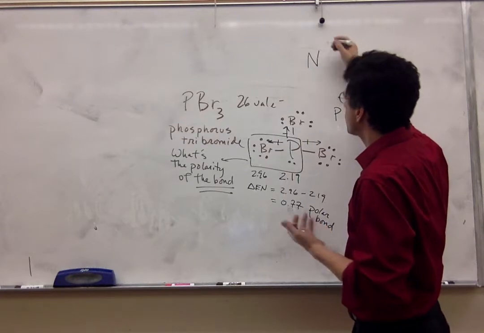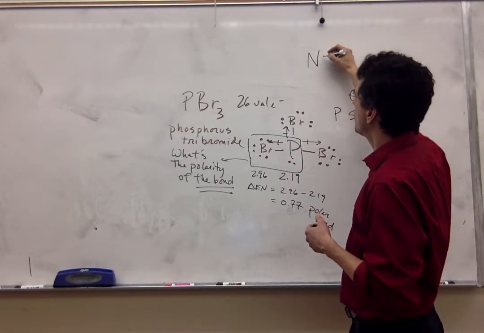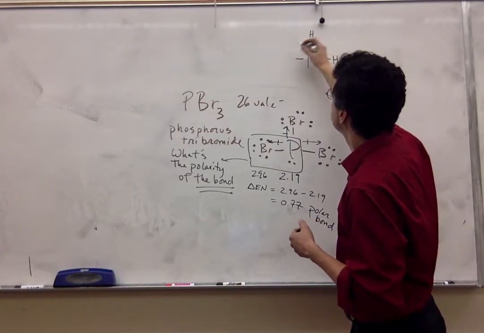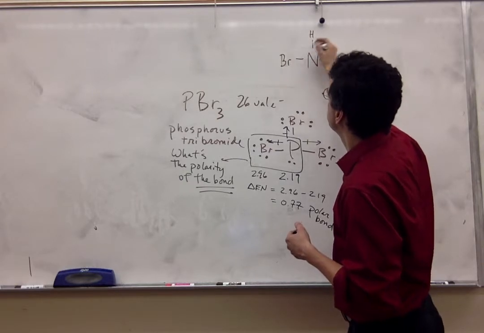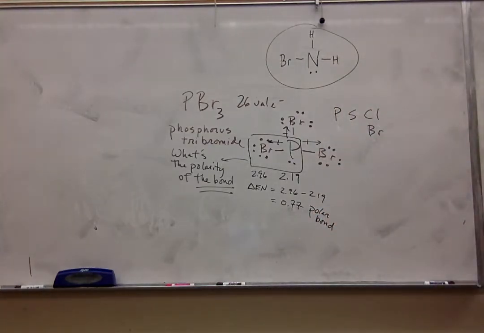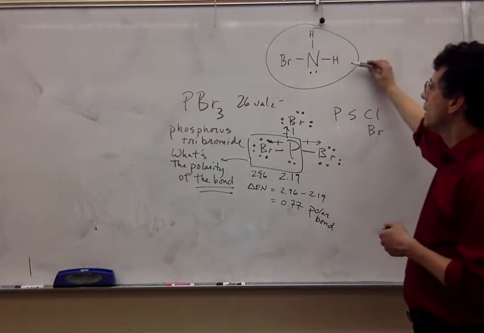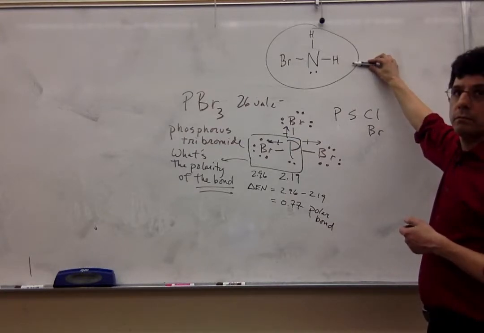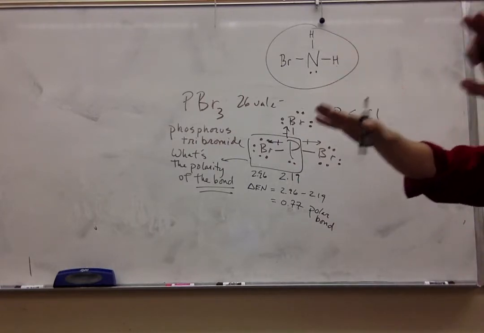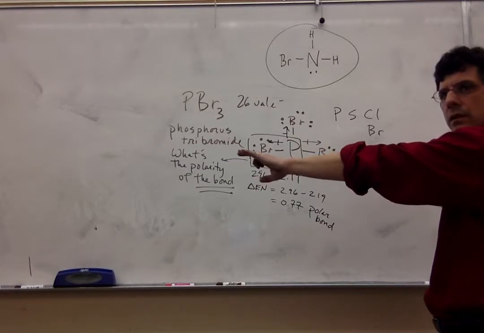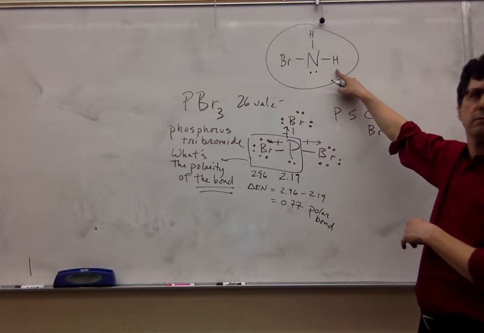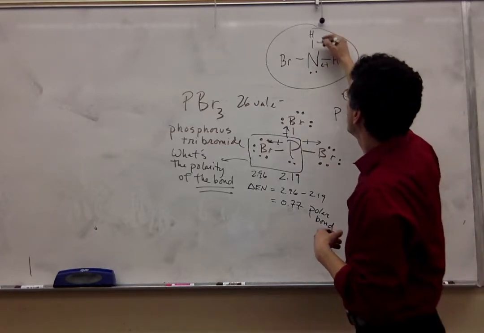I'll move things along a little more quickly here. Let's run with what we know first, and then we can put in the numbers. Nitrogen and hydrogen, where are they relative to each other? Hydrogen's to the left of nitrogen. So where's our dipole moment going to point? Toward nitrogen.